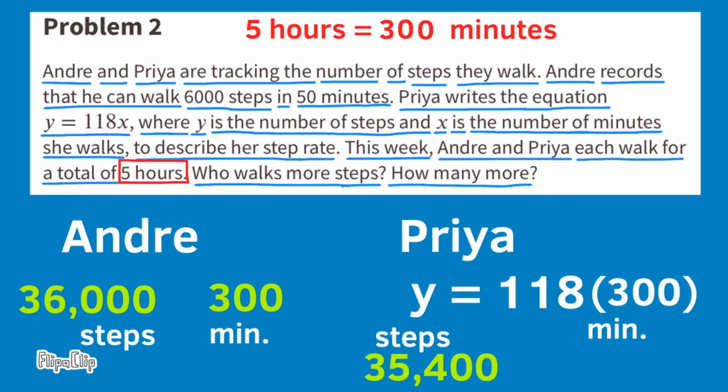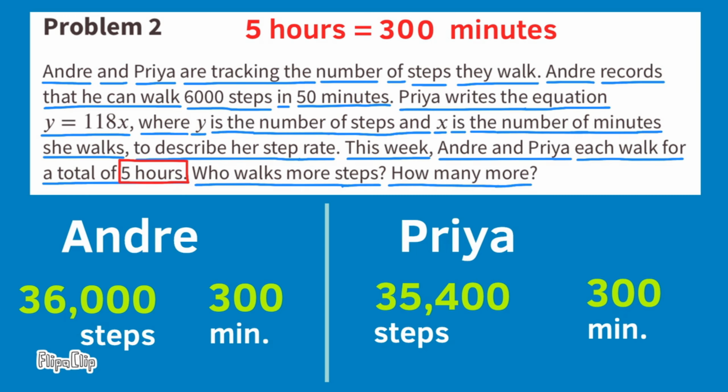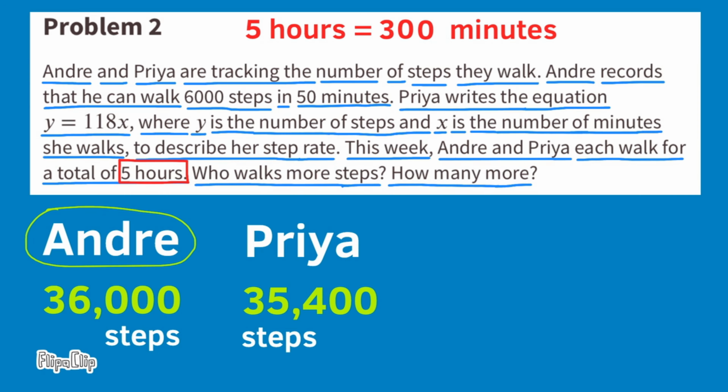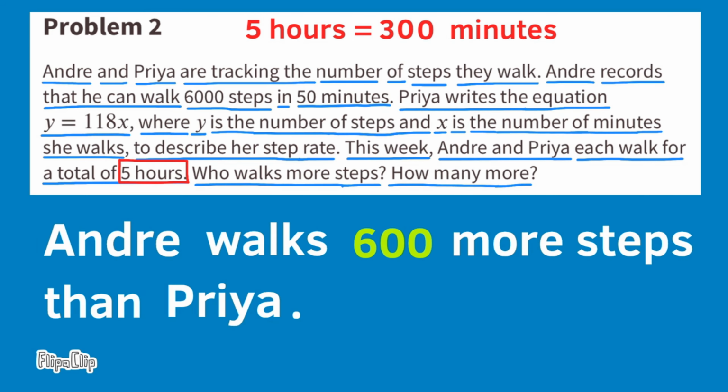118 times 300 is 35,400. For Priya, that's 35,400 steps in 300 minutes, or 35,400 steps in 5 hours. Andre walks the most steps. Andre's 36,000 steps minus Priya's 35,400 steps means Andre walked 600 more steps than Priya.